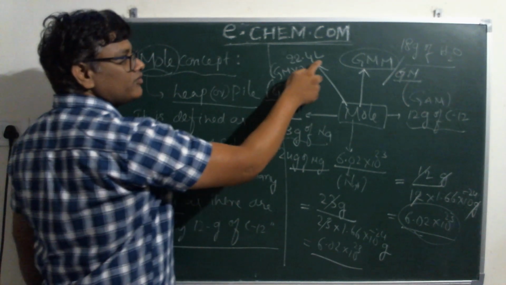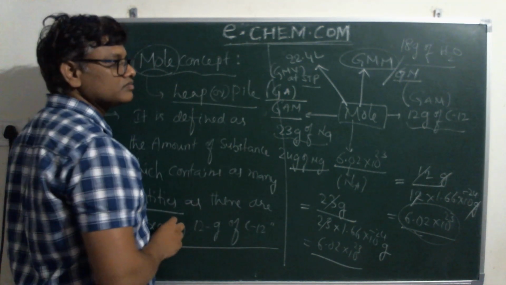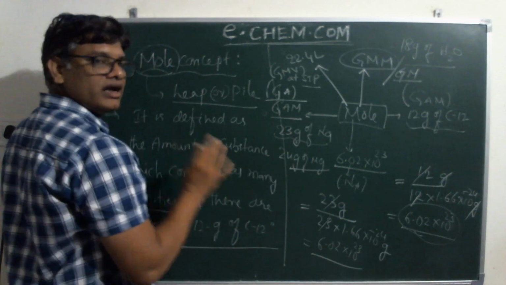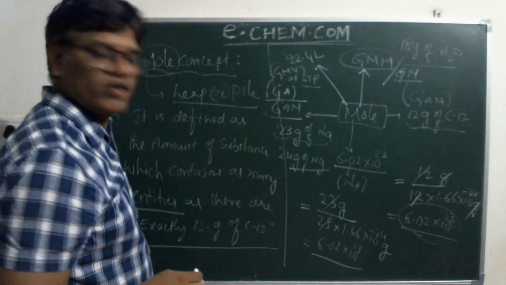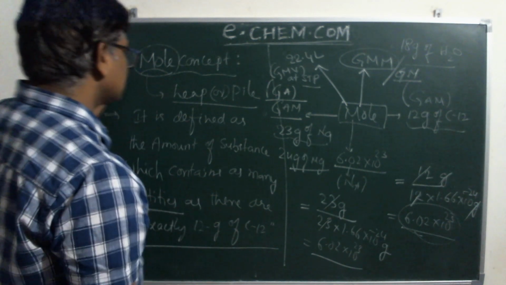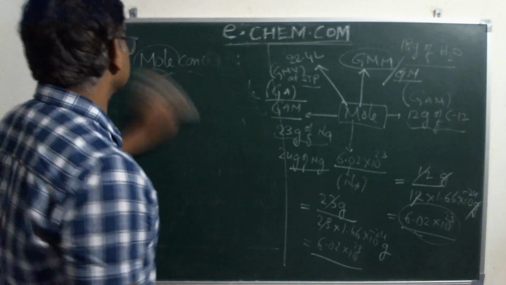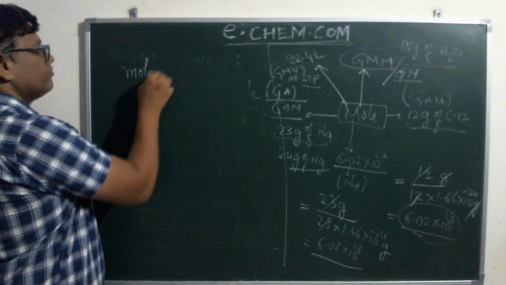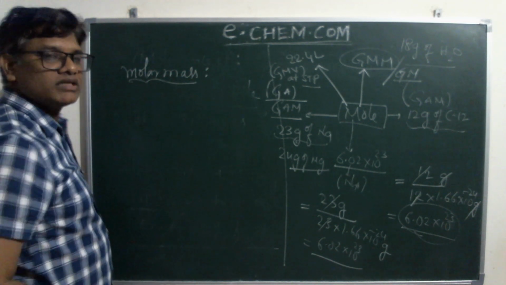This is in terms of liters. If you want to take milliliters, 22,400 ml. Right? So from this entire scenario, we can understand what a mole is. Okay? So now let's discuss what is molar mass. Let's understand what is molar mass.